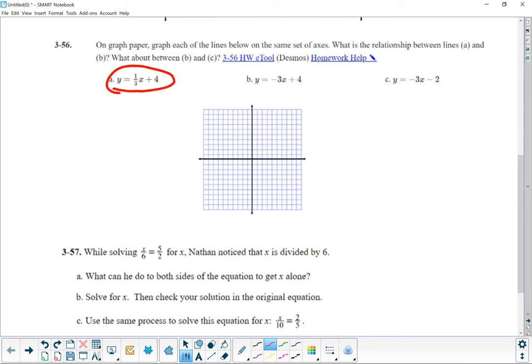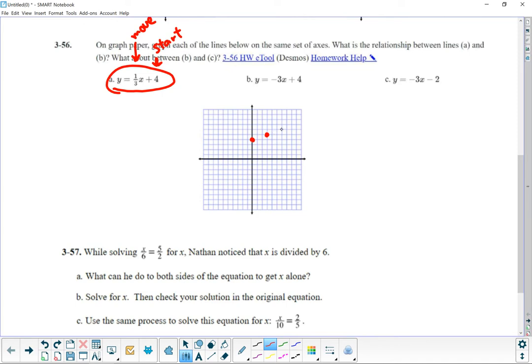Okay, A starts at +4, so you put a point at +4, and the slope is going to be up 1 and over 3. So that's where you start, and that's how you move, or the slope. You start with a y-intercept of +4, and then you move according to what the slope tells you. The slope says to go up 1, so the change in y is up 1, and the change in x is +3.